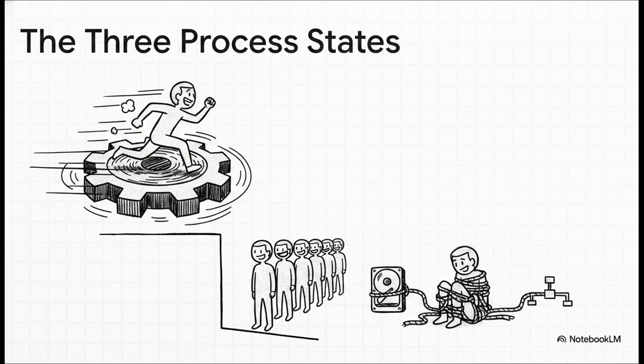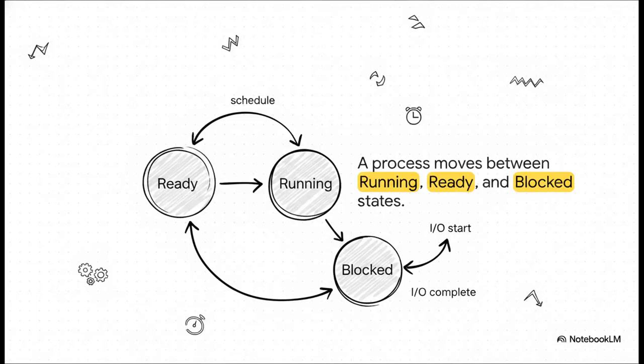It can't run because it's waiting for something slow to happen, like for a file to finish downloading or for data to come back from a hard drive. And this diagram shows that flow perfectly. The OS schedules a process, moving it from the ready state to the running state. If its time is up, the OS can deschedule it, which just sends it back to the ready queue.